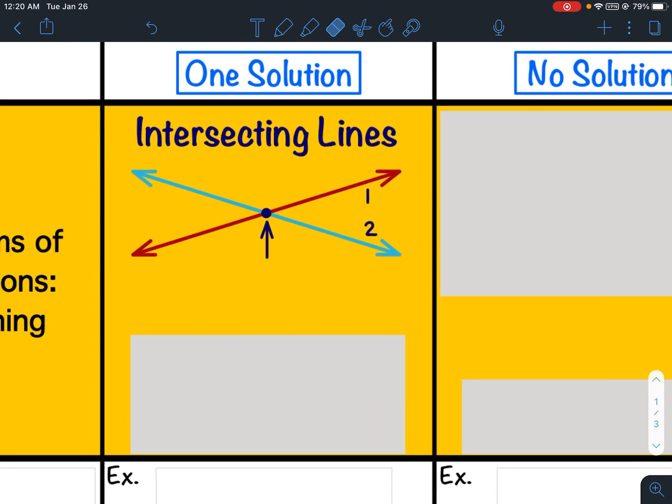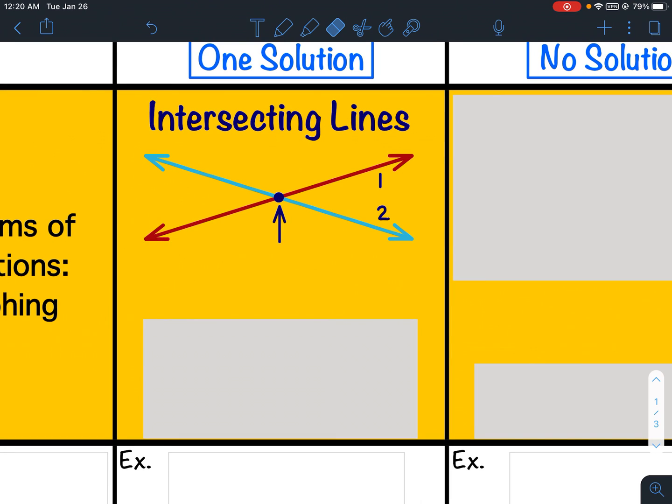So take a minute, pause your video, write intersecting lines, draw two lines that intersect, label one 1, and label the other 2, just like I did. Okay, so where they intersect is the solution. And it's going to be the point (x, y). You have to find that ordered pair.